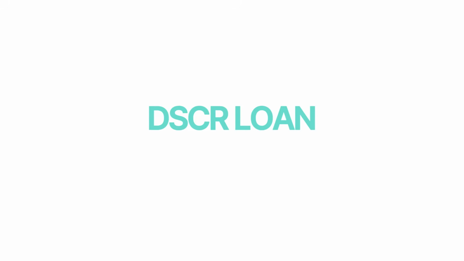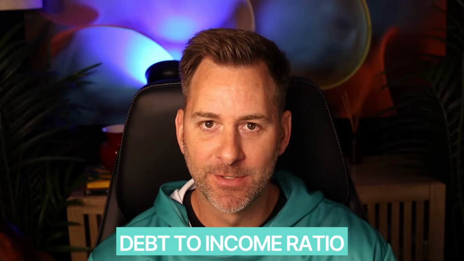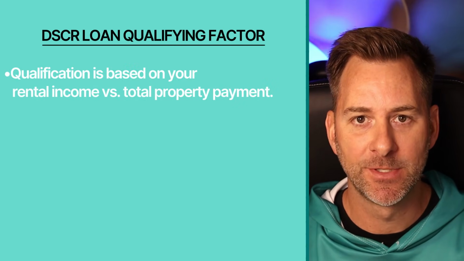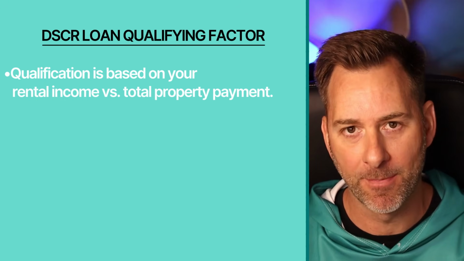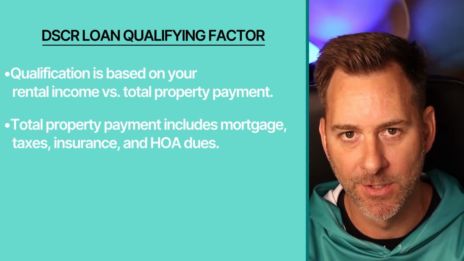A DSCR loan, however, is a business purpose loan, and it's using the property's cash flow in order to qualify versus your debt to income, which is stacked up on everything about you. No W-2s, no pay stubs, no tax returns. You're qualifying simply based on how much rent you receive versus your total property payment, including taxes, insurance, and any applicable homeowners association dues.